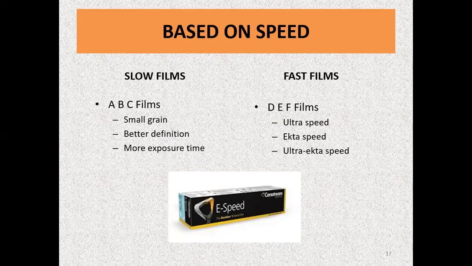ABC films or slow speed films consist of small grains or silver halide crystals, and they have got better definition, but it has got the disadvantage of more X-ray exposure time. Fast speed films, the DEF films, are included under the fast speed category. These indicate the ultra speed films, ekta speed films, and the ultra ekta speed films. And we normally use the E speed films or the ekta speed films. And these have got larger grains compared to the slow films, but the exposure time is less.